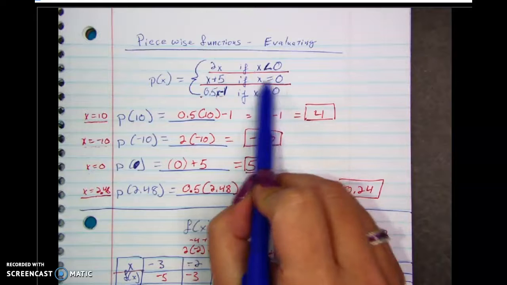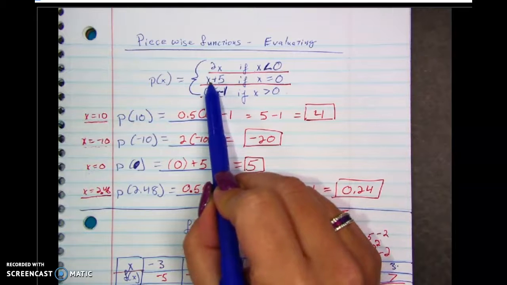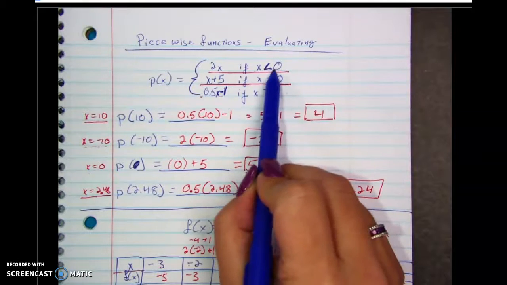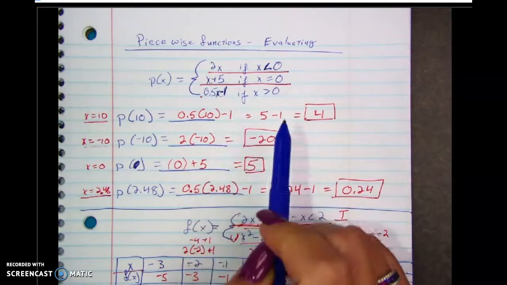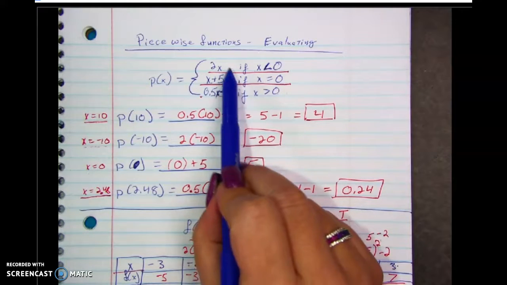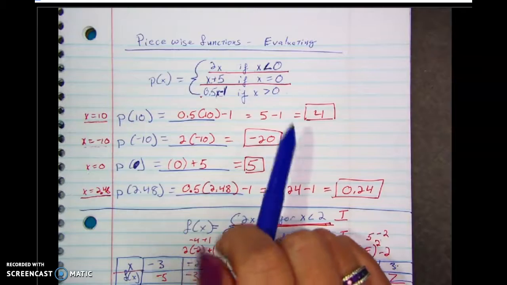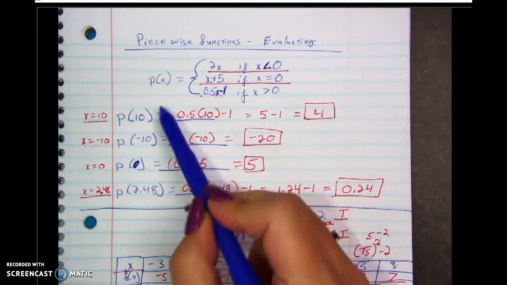If x is 0, it fits in here. So I just plug in 0 as x. And if it's a negative number, oh, it fits here. So I just plug it in as x. And the math part of it, you guys are good on. It's just looking at it and seeing what you're supposed to do.